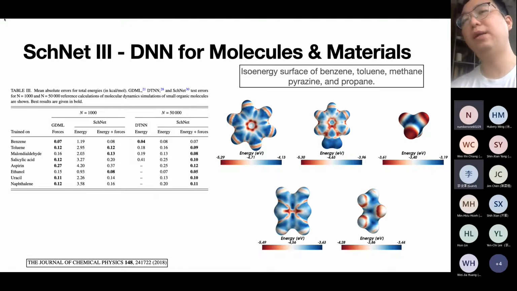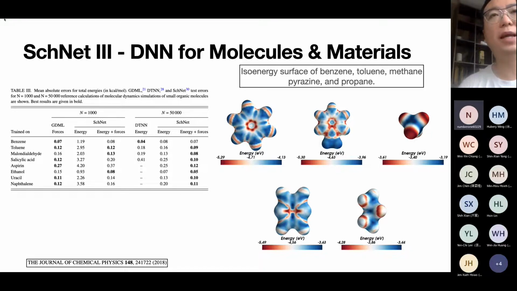The nice part of the work is that they're able to get some neural network representation of the molecular orbitals. Here we see benzene, toluene, methane, pyrazine, and propane, and it captures the molecular orbitals pretty well. And then on the left hand side, it shows how the energy prediction of this SchNet compares to other tensor neural networks, DTNN. I can't quite remember what GDML means. DTNN here refers to BP-DTNN, the very first Behler-Parrinello network.